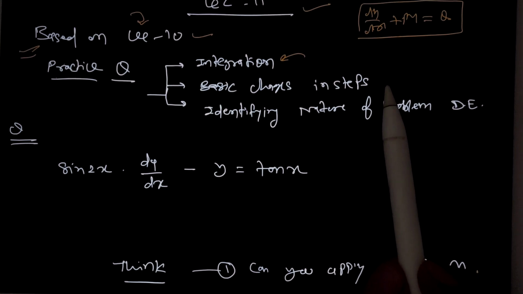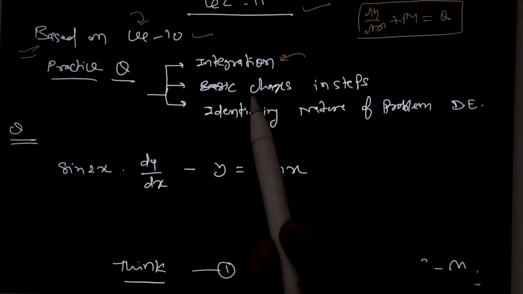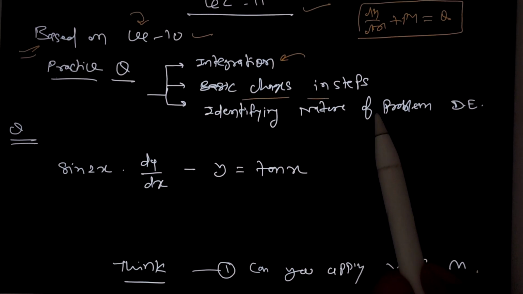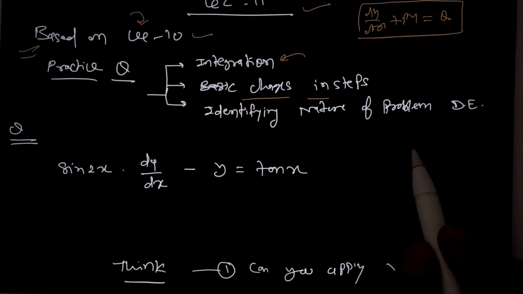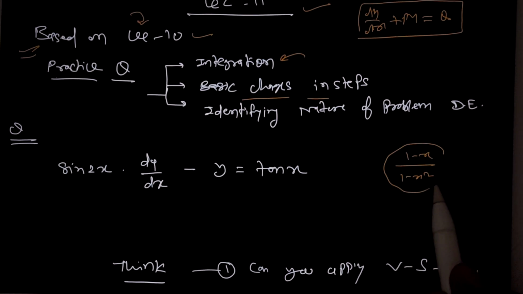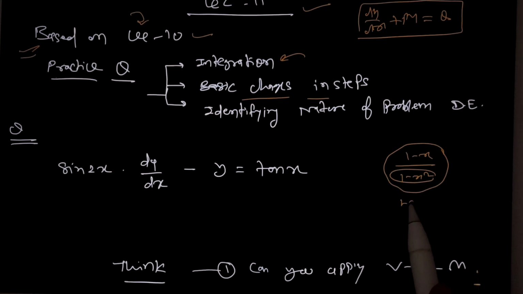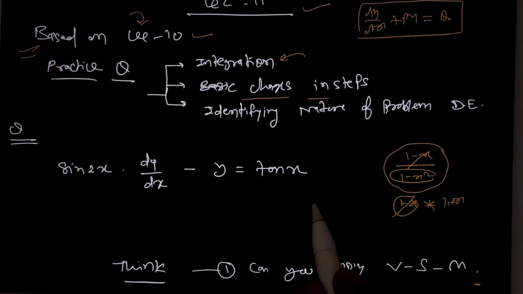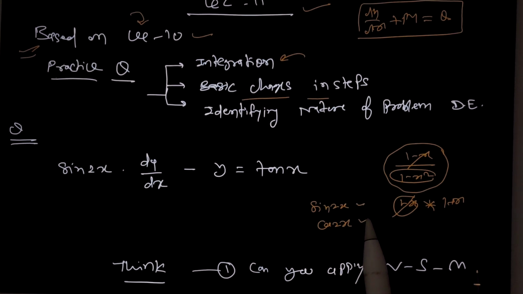Students should know integration, and should know basic changes in trigonometry. You can select mathematical steps, for example, if somewhere it is written 1 minus x square, a student should have the idea that I can split this as 1 minus x into 1 plus x, and 1 minus x will get cancelled. These kinds of basic changes you should be able to solve. Not only this, even if somewhere sin 2x or cos 2x is written, you should be very comfortable with trigonometry formulas.